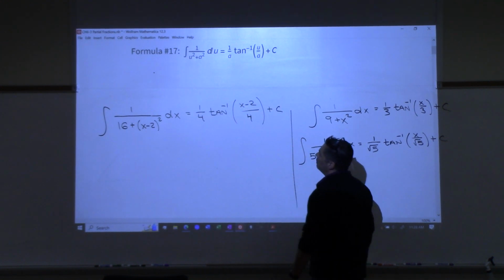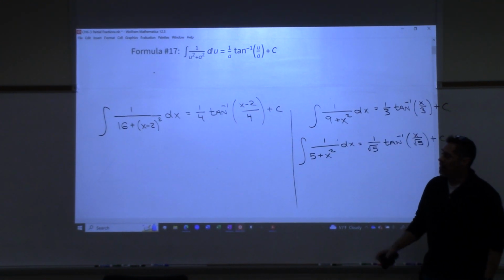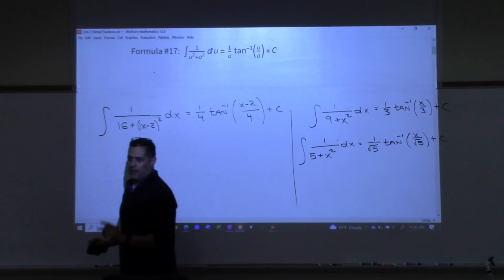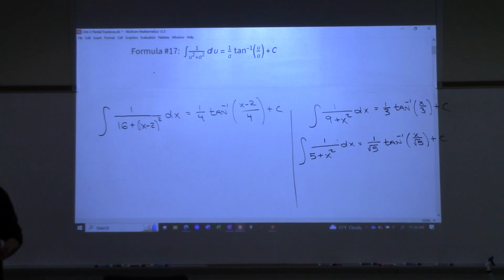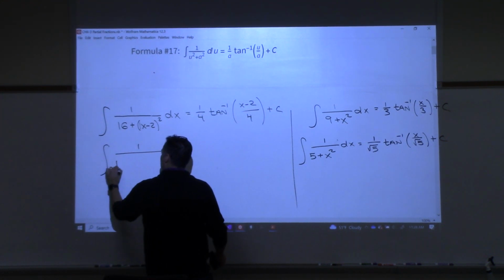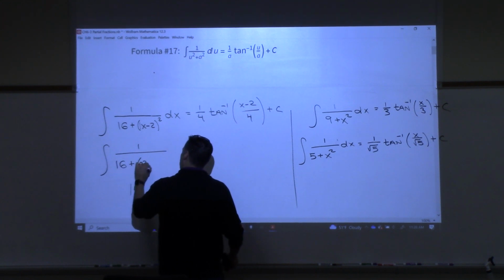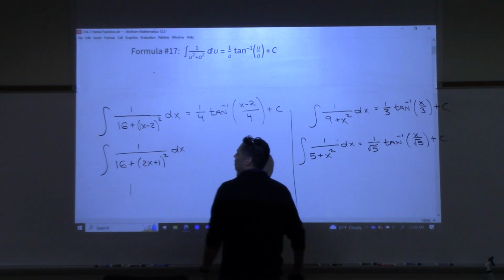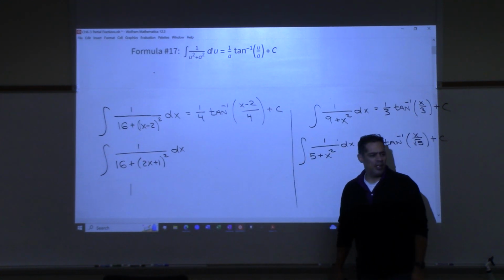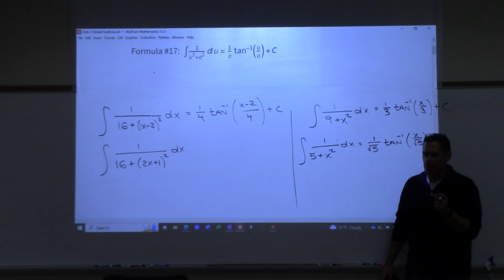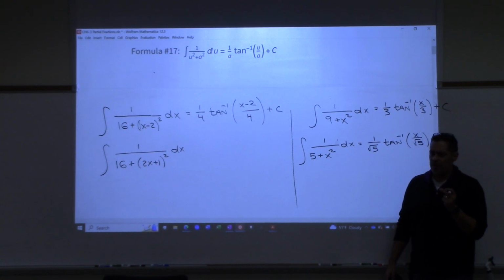And so that only works when it's linear? That would only work if it's linear, and that's a 1. I'm about to give you one that's not a 1. So what if I change the problem and I do this? 16 plus, what if I do 2x plus 1 squared dx? How do you think that changes things? Factor out a 2. You're going to have to scale your answer by a half. You're going to have to kill that 2 off.